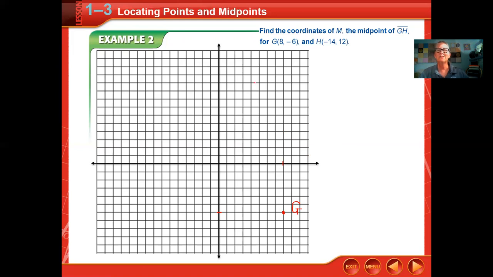Point H, I have to count 14 to the left. 1, 2, 3, 4, 5, 6, 7, 8, 9, 10, 11, 12, 13, 14 is here. And 12 up, 1, 2, 3, 4, 5, 6, 7, 8, 9, 10, 11, 12. So to graph point H on the coordinate plane, I have to go over 14 and up 12 and put a point. And that is H.